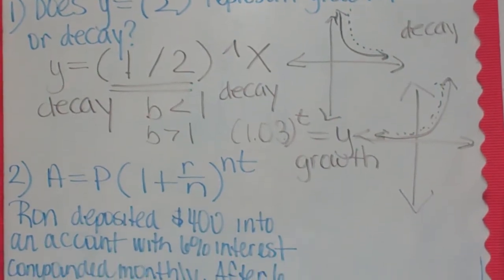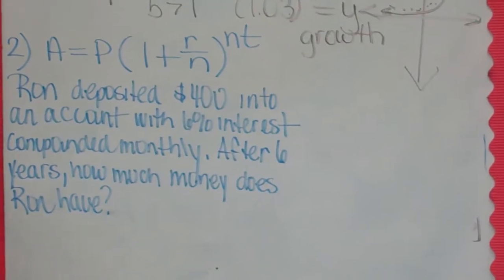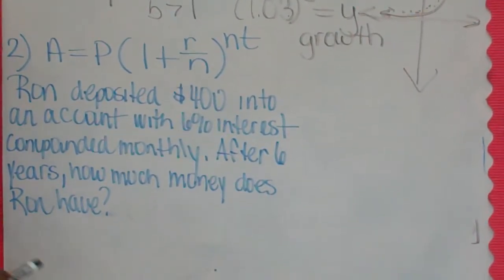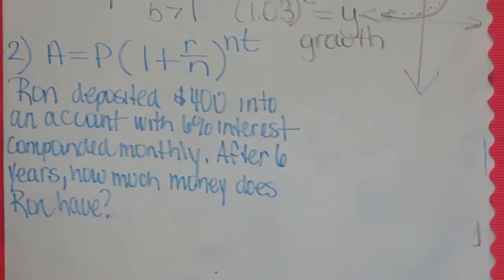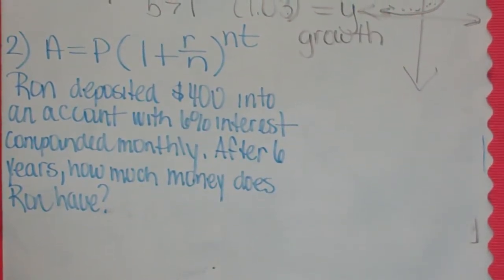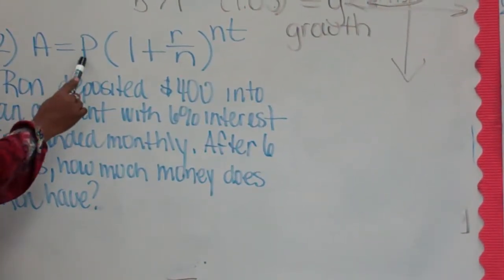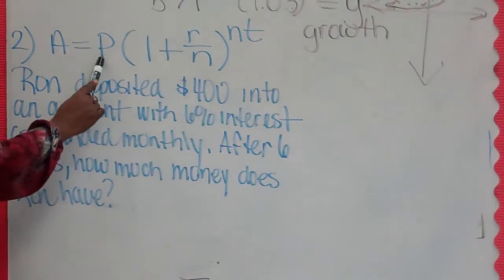All right, number 2. Number 2 is an example of the compound interest formula. But the compound interest formula is no more than an exponential growth, or it could be a decay. A is your after amount. P is your original amount, your principal.